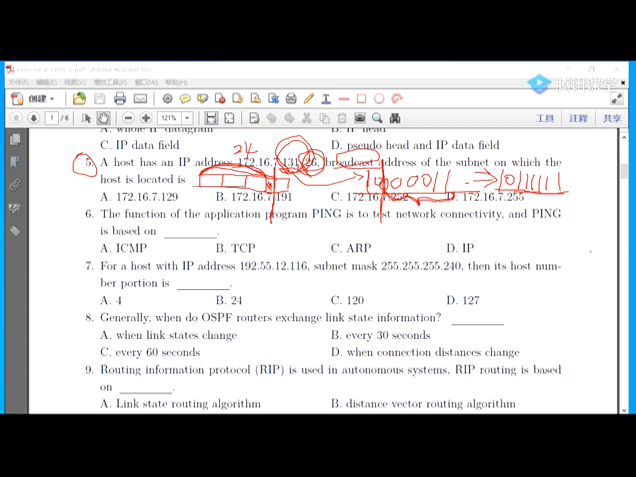Turn this into decimal notation. This is 255 minus 64, so it is 191. So the fourth byte is 191. The answer is B. Do you understand?